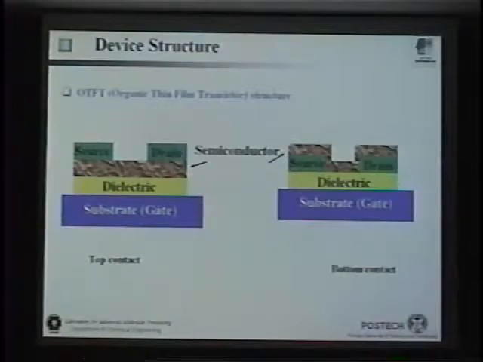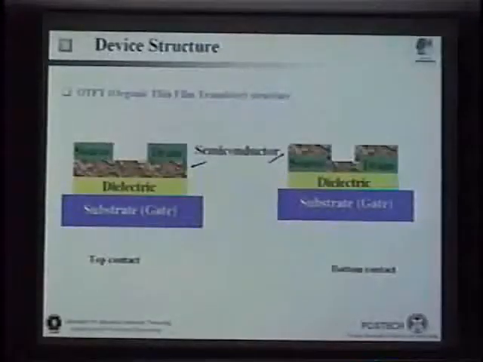For source-drain contact with the semiconductor, pentacene is basically a p-type semiconductor, so you need a good hole injector, and gold is usually highly preferred. But as Dr. Lee mentioned before, gold is expensive and also difficult to etch. So usually people use ITO as the source and drain metal.